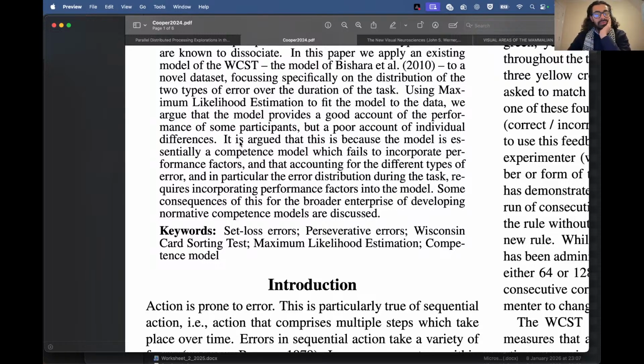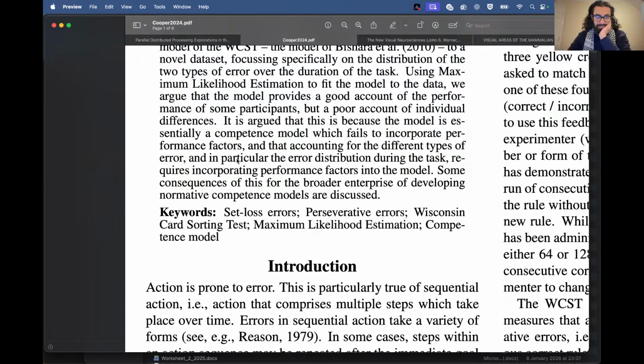We argue that the model provides a good account of performance of some participants but a poor account of individual differences. It is argued that this is because the model is essentially a competence model, which fails to incorporate performance factors, and that accounting for the different types of error, and in particular the error distribution during the task, requires incorporating performance factors into the model. Some consequences of this for the broader enterprise of developing normative competence models are discussed.